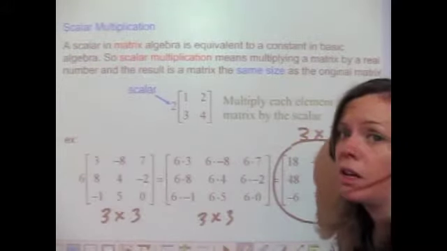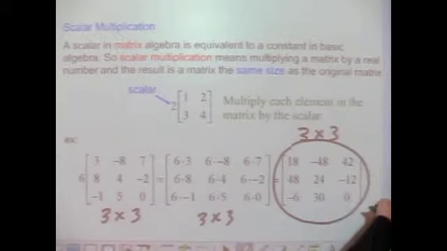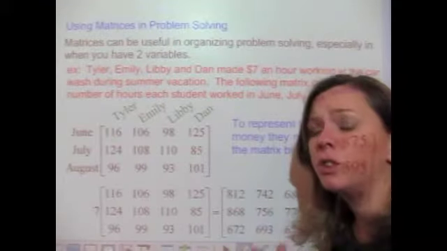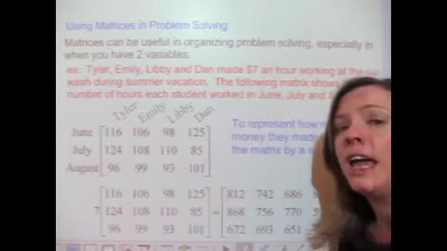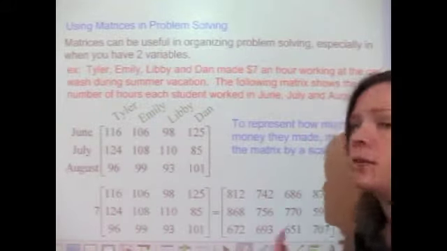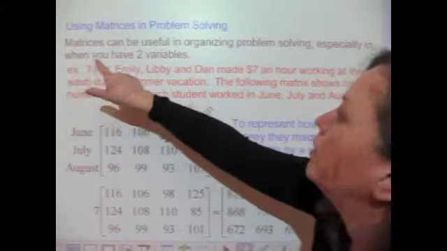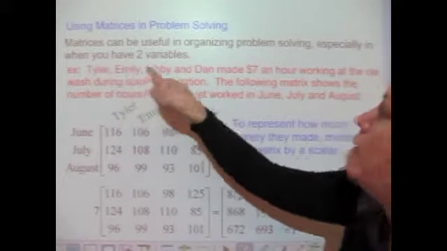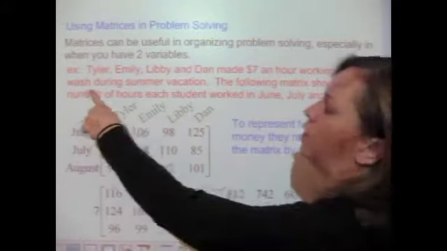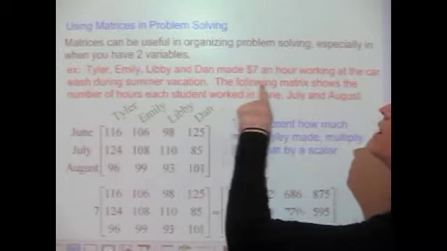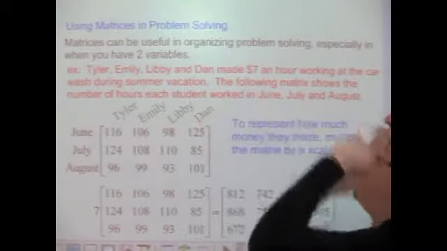It's 3 by 3. Now the reason that matrices are so important is because it's such a useful way of organizing information. So let's go over an example of how you can use matrices to organize some information and use scalar multiplication to represent something that's going on. So here we have an example. Tyler, Emily, Libby, and Dan made $7 an hour for working at the car wash during summer vacation. The following matrix shows the number of hours each student worked in June, July, and August.